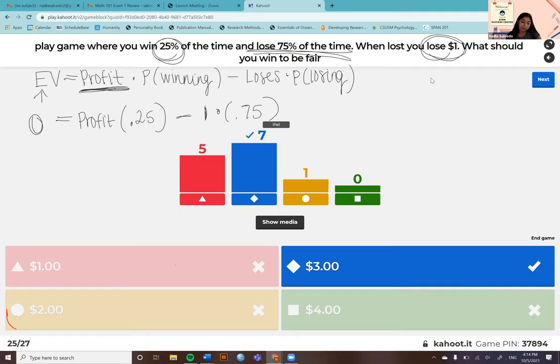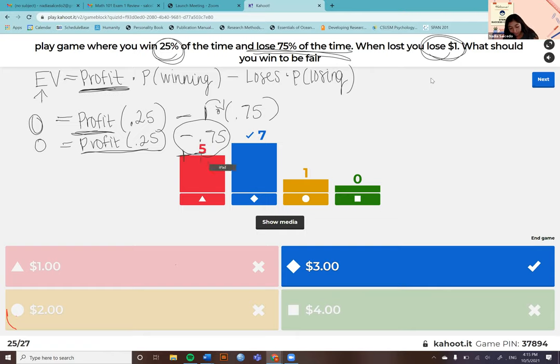Now we have to get profit by itself, because ultimately we want to know what amount we should win for this game to be fair. First, we distribute: 1 times 0.75 is just negative 0.75. Then we bring this down: profit times 0.25 minus 0.75 is equal to 0, because the game's fair. Now we want to get rid of this right here, because using PEMDAS, we do addition or subtraction before multiplication or division, so we move it to the other side.